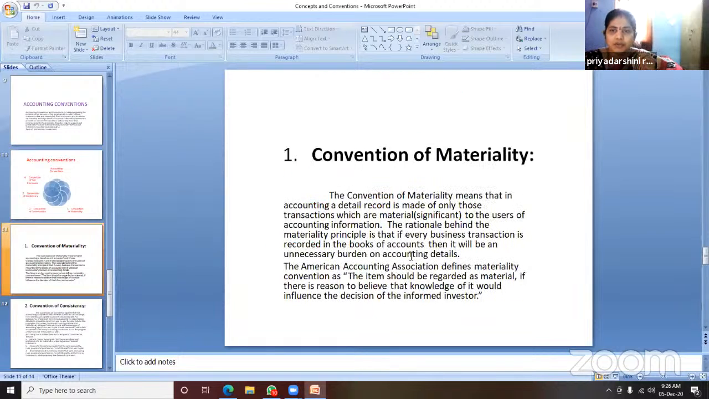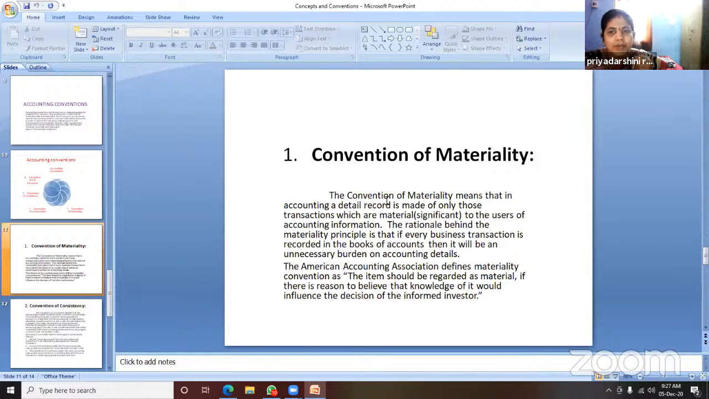Coming to the convention of materiality, what it states: the convention of materiality means that in accounting, a detailed record is made of only those transactions which are material to the users of accounting information. The convention of materiality states that whatever is material, whatever is important to the user of accounting, must be provided.